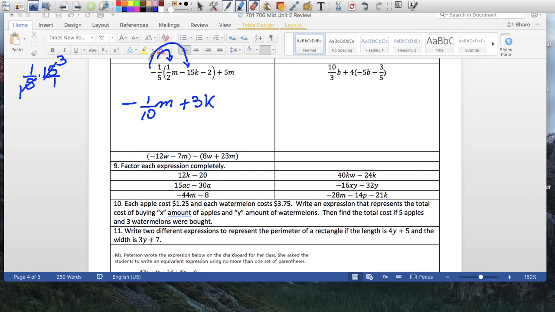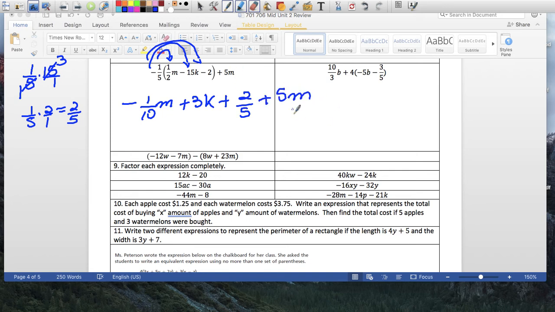And then negative times a negative again. It's going to be a positive, and 1/5 of 2. So 1/5 times 2. 1 times 2 is 2, and at the bottom, I put that over 1, 5 times 1 is 5. So it's just 2/5. And then it says plus 5m.